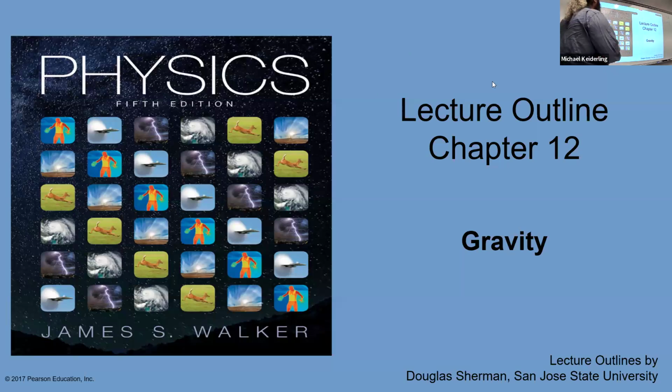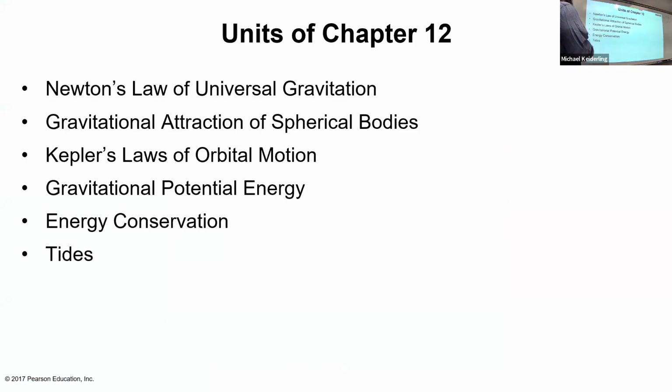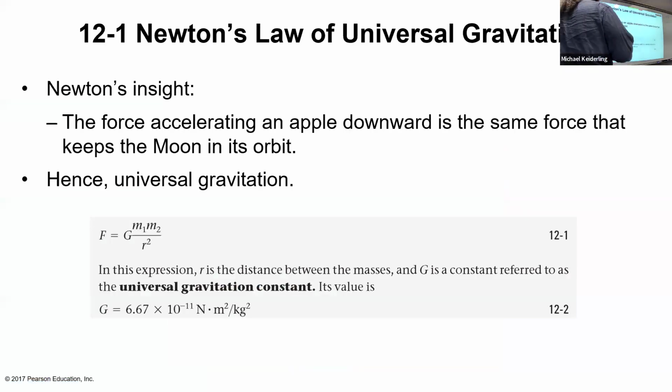So chapter 12 is about gravity. So we've been dealing with gravity near the surface of the Earth, where we just approximate it as a constant times mass. But the more general version of gravity is that gravity is a force between any two objects. Newton had the insight that the force accelerating an apple downward is the same force that keeps the moon in its orbit. So universal gravitation.